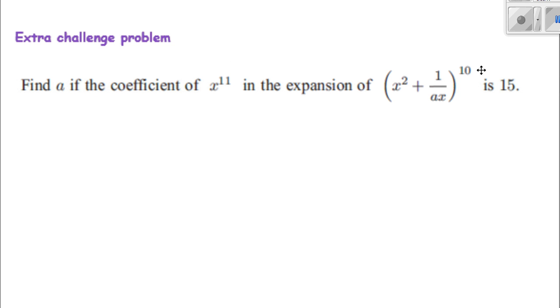So first of all, the exponent's 10. How many terms will there be in the expansion, out of interest? 11. Good, 11. Have you noticed on the topic assignment, sometimes you're asked that in past exams? They'll ask you how many terms are in the expansion. Find the coefficient. They've told you that the coefficient of x to the 11 is 15. So we know that it's going to be 15 something x to the 11. And now we need to work backwards and find out what this mysterious thing here, a, is.